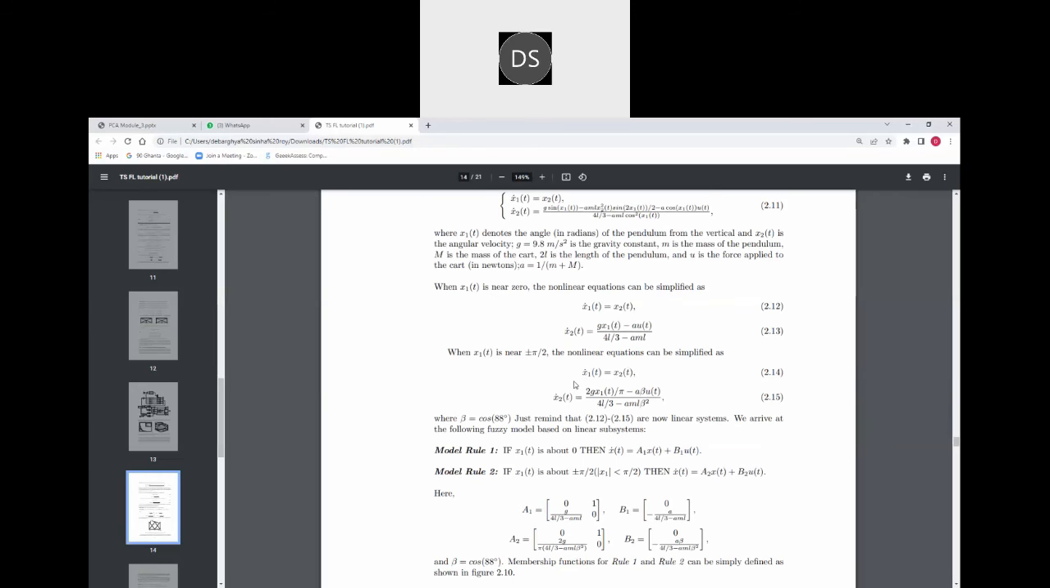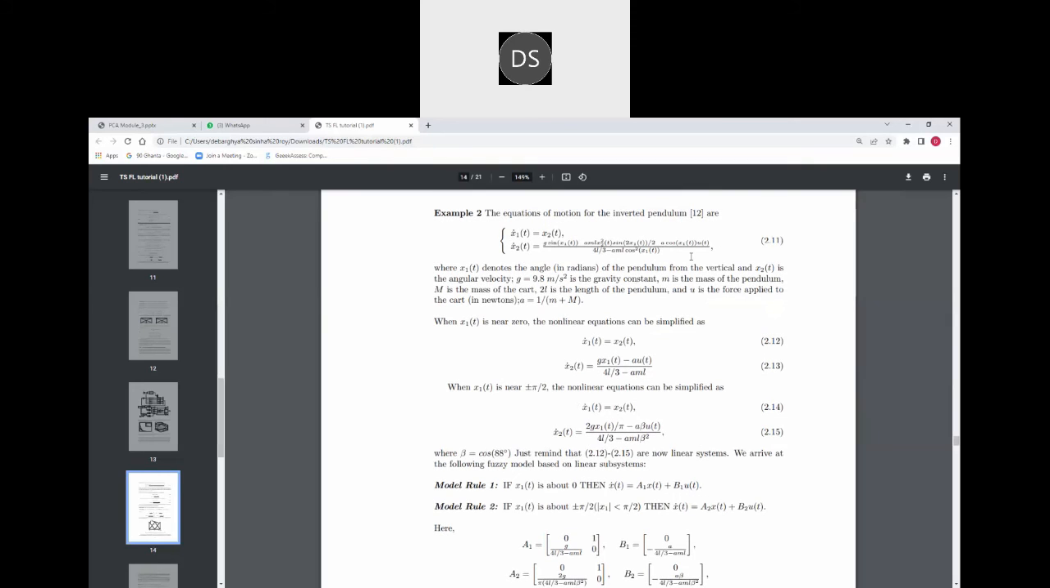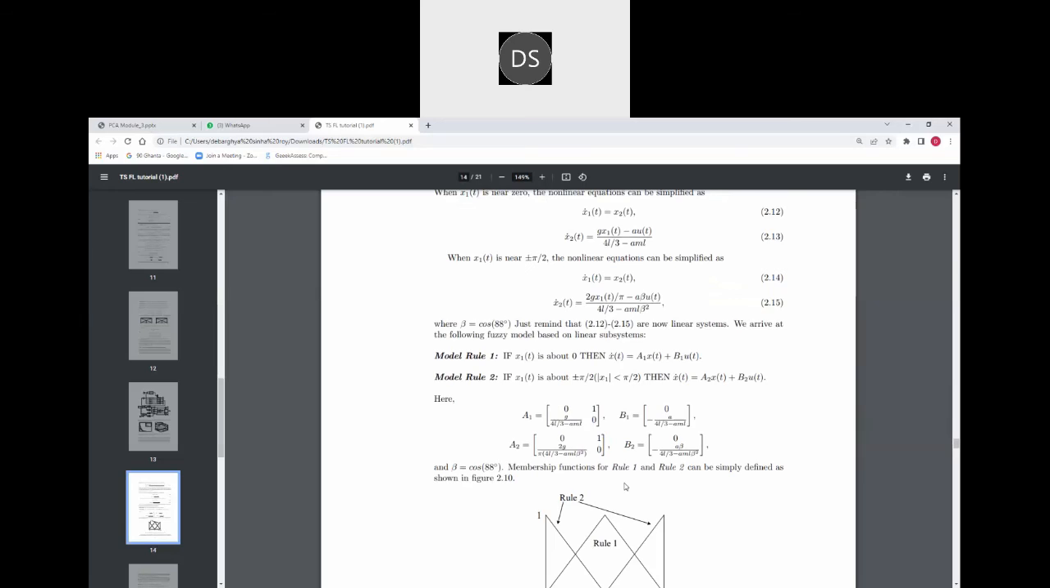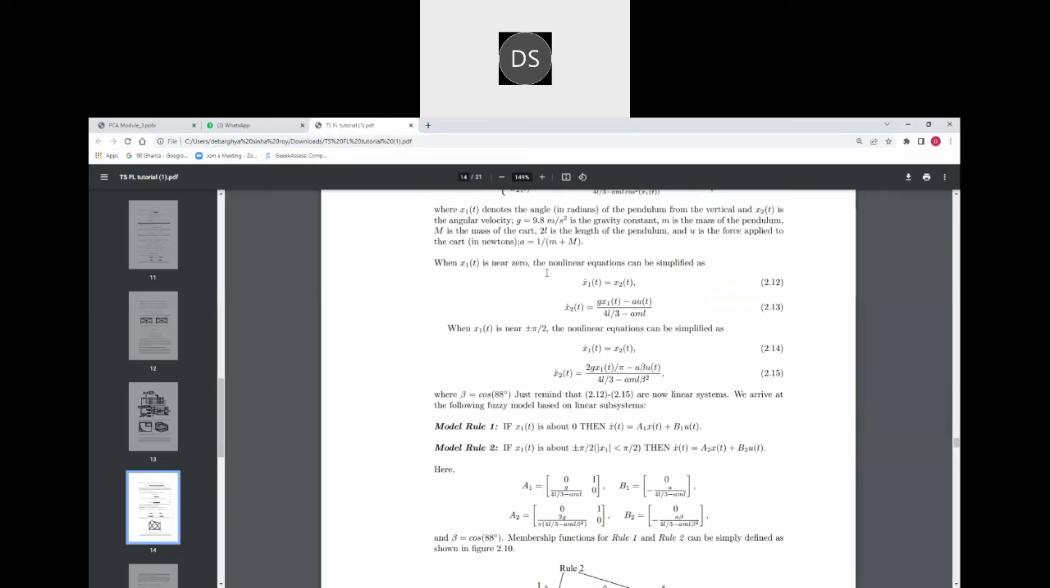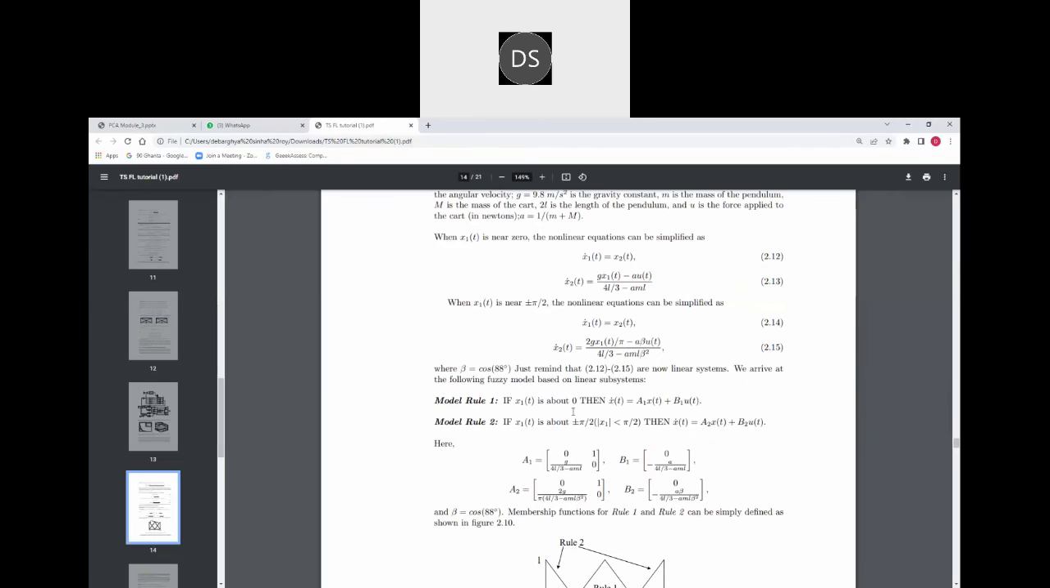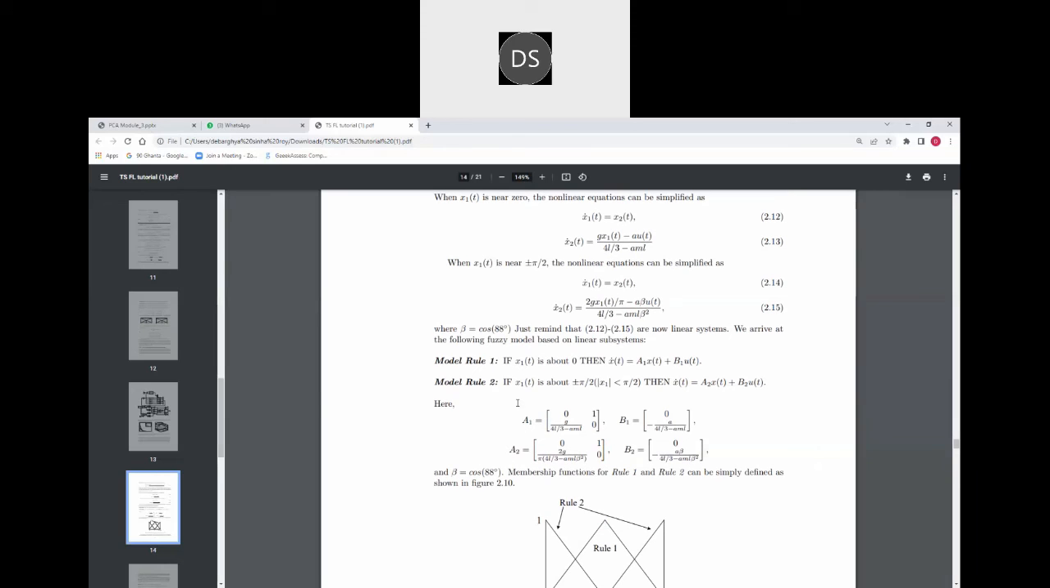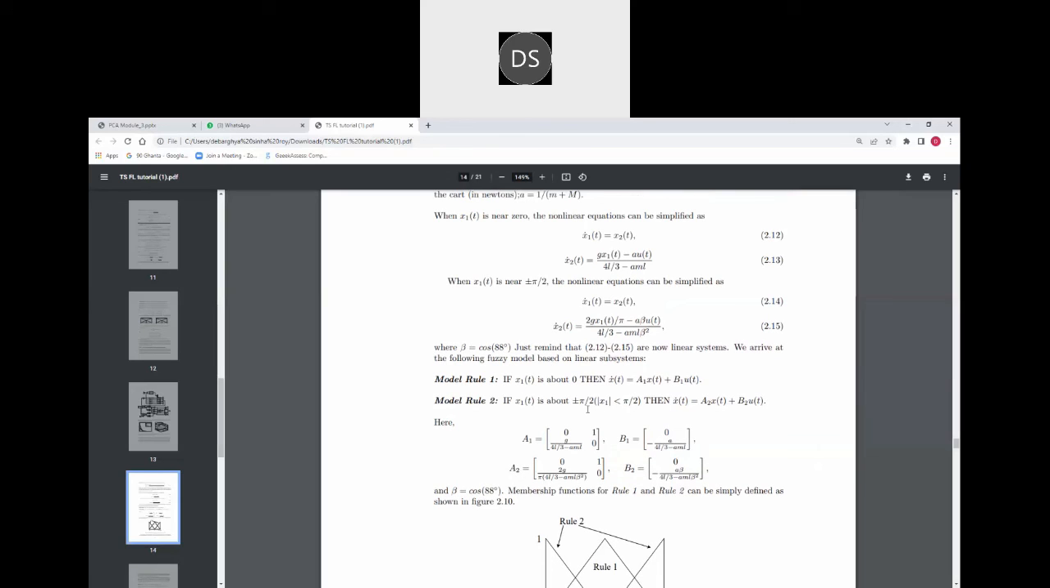So we can say that, using local approximation, we can assume a nonlinear system using fuzzy rules to become a linear system. There are two models: one is for x equal to 0, and one is for x equal to plus minus pi by 2. For both of them we declare two subsystems. The first one will be a1 x plus b1 u, and for model 2, a2 x plus b2 u. It is to be mentioned that when x is about plus minus pi by 2, the modulus of x will be less than pi by 2.